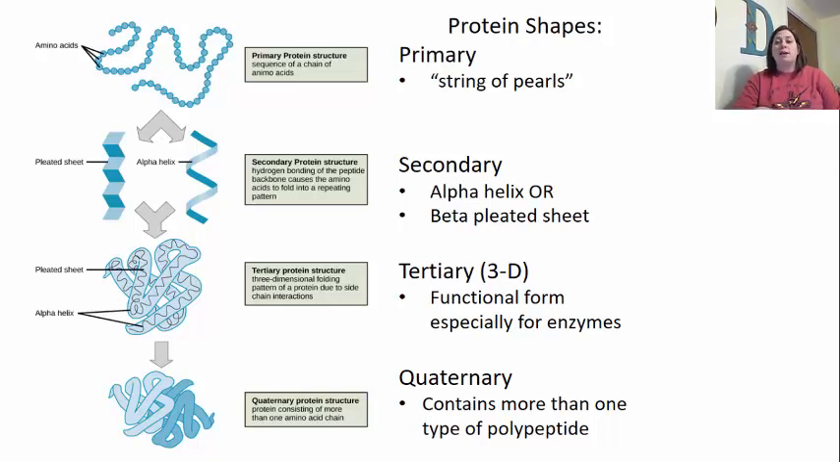Others have to go on to step 4, which is the quaternary. With quaternary, this means that we're going to take 2 or more tertiary proteins and we're going to put them together in order to make the protein functional. So these are the steps of the folding or building of the protein from primary to quaternary.